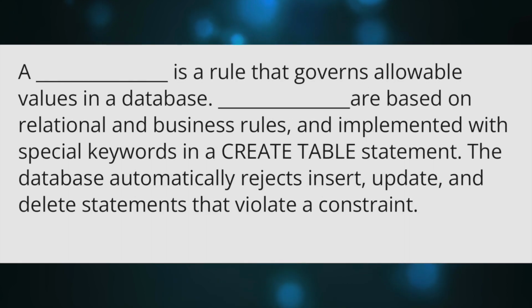So a constraint is a rule. Again, remember, a constraint holds it back. It restricts you. A constraint is a rule that governs allowable values in a database. Constraints, rules and regulations, are based on relational and business rules. So they set this constraint based upon the rules, and they made it happen with special keywords in a create table statement. So you create the table statement. The database automatically rejects insert, update, and delete statements that violate a constraint. So that's pretty explainable right there.